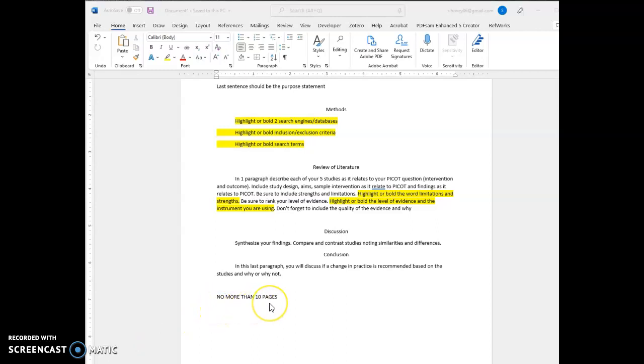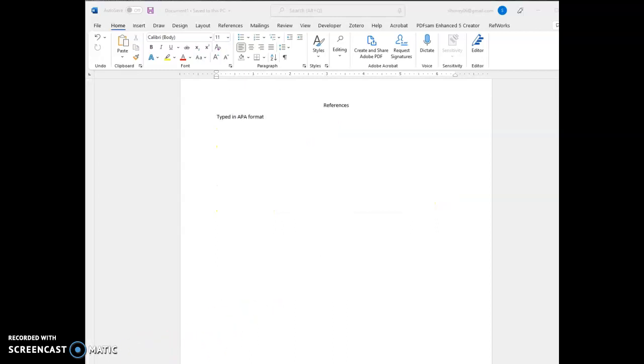Remember, no more than 10 pages in this paper or you lose points. If you're going over 10 pages, you need to write it more concisely, so you need to go back and revise. Next, you will have your reference page, which does need to be typed in APA format. I've been making comments on all of your assignments correcting APA format. So go back and see what I've said so that you score full points on this section.